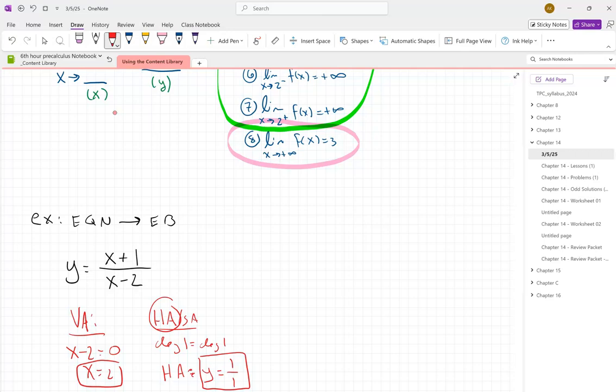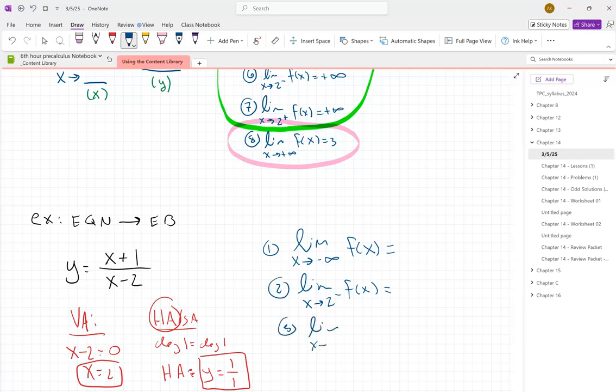Everybody feel good so far? So right from here, I know I'm going to have 4 end behaviors. And I can write the x parts of all 4 of those end behaviors right away. So the limit as x approaches -infinity, the limit as we approach 2 from the left, the limit as we approach 2 from the right, and then the limit as we go to positive infinity.